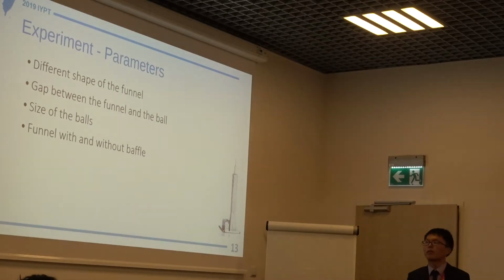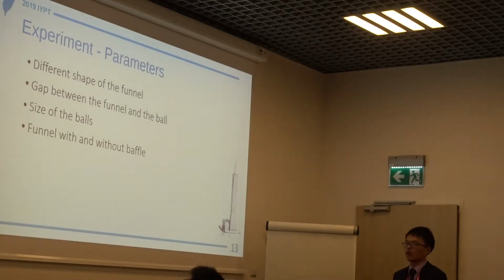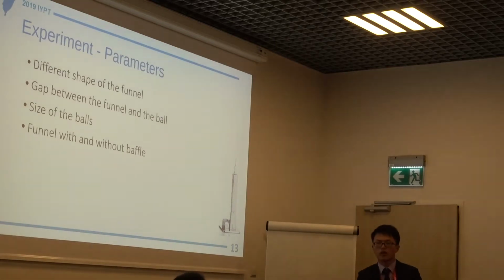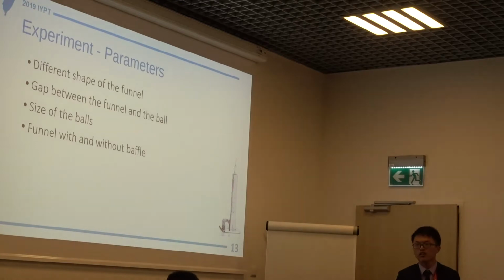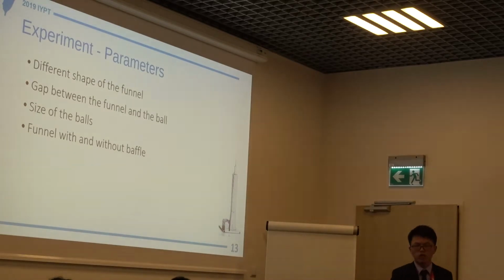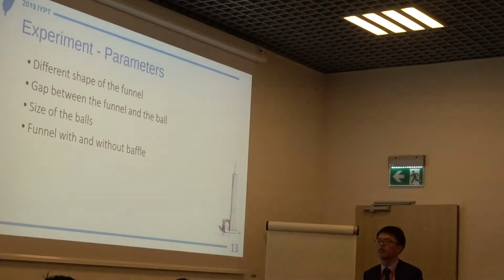And here is the experiment about the problem that we did in our experiment. We are trying different shapes of the funnel, a conical shape funnel and a spherical shape funnel. We will control the gap between the funnel and the ball, the size of the ball, and also the size of the funnel. And we are trying the funnel with and without a baffle. I should mention that in all of the experiments the Reynolds number will be lower than 2,000, and the Mach number will be lower than 0.3. That means it will be a laminar flow and also an incompressible flow, so we can apply the theory to our experiments.